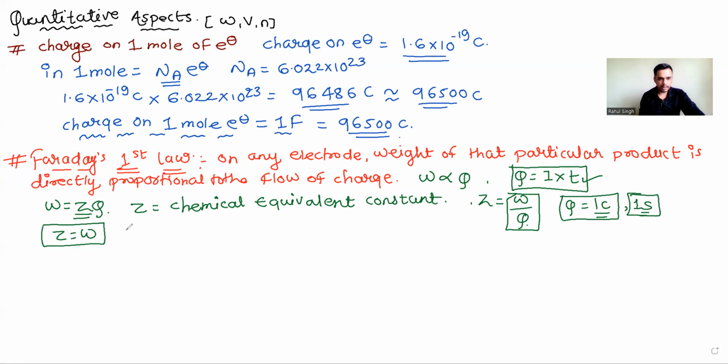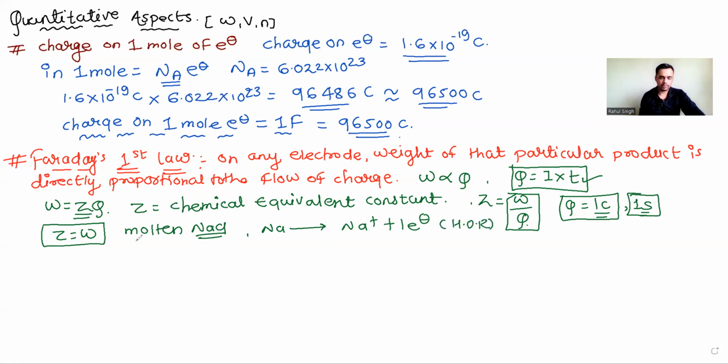Suppose we take a reaction of molten NaCl. In that case, Na is giving an electron. We can take any half reaction, that doesn't matter. Na is converted to Na plus, and 1 electron is given out. So this half reaction we call the half oxidation reaction.